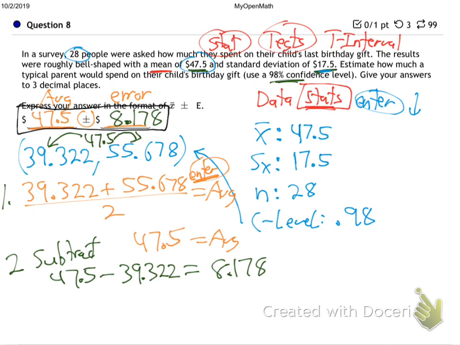So we really think the average is 47.5, give or take $8.17, that 8.178 error. A little bit over an $8 error. We're saying we think the average parent spends about $47, give or take about $8. That's what we're saying. That's the same thing as saying somewhere between $39 and $55, isn't it? It's another way to say the same answer. Is that good? Easy stuff?